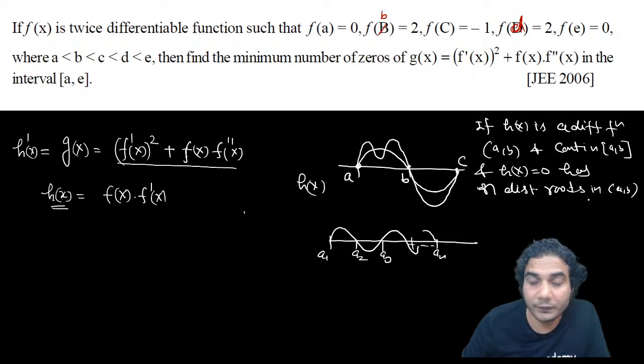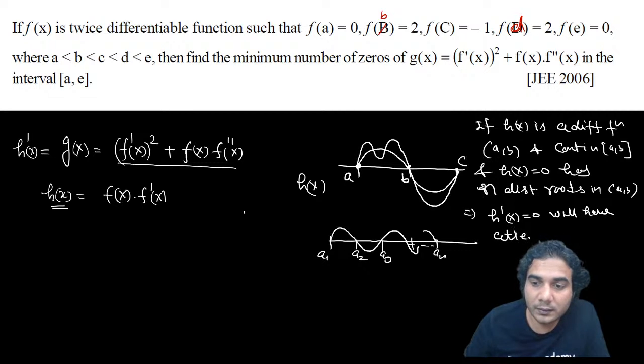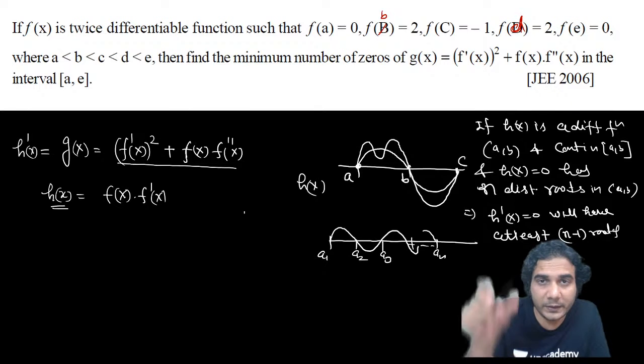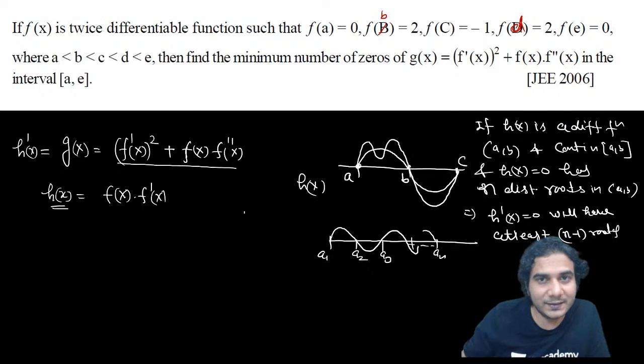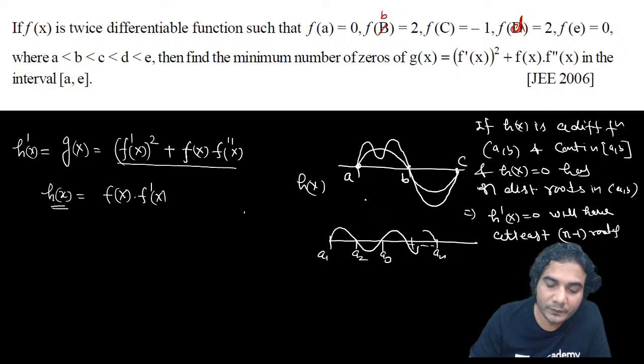All right, then we can say using Rolle's theorem that h'(x) equal to 0 will have at least n minus 1 roots. Because if you have three roots of h(x), then between the first two you'll have at least one, and between the next two you'll have one. So you'll have at least two. There might be more also, but we can say there are at least two roots. So similarly in this case we can say there will be at least n minus 1 roots between a and b. I hope you have got it. So we are going to use this point to solve this question.